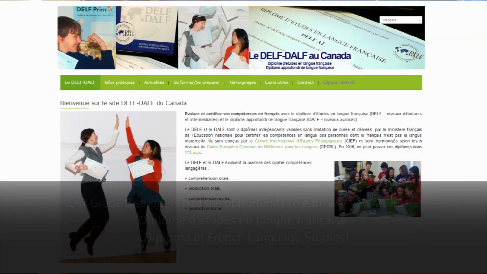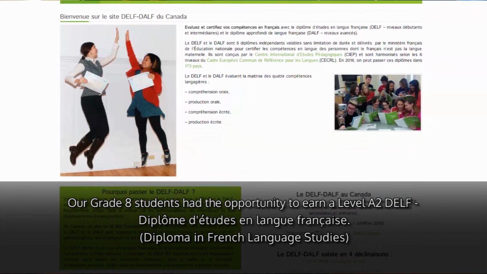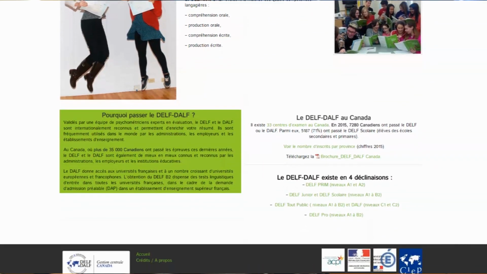The process that we went through in preparation for the DELF exam really allowed us, or myself I should say, to see that a lot of the strategies that we are currently using are very, very appropriate and very good, but also allowed us to explore some new strategies and different resources, particularly for oral comprehension.